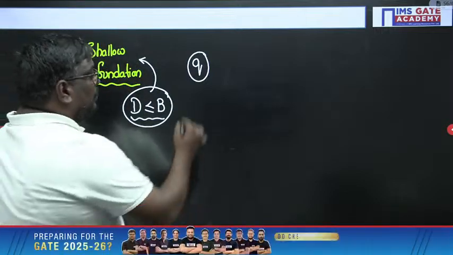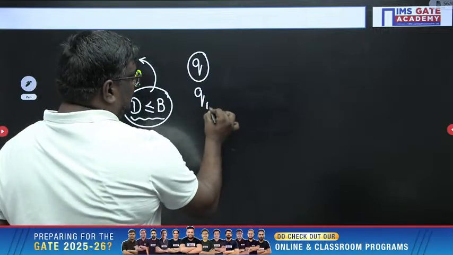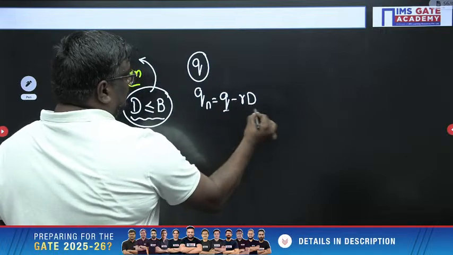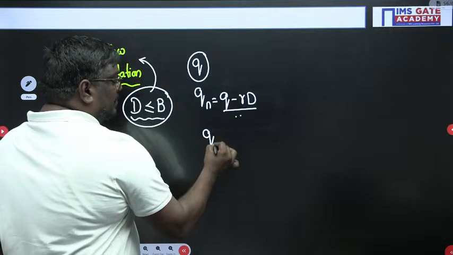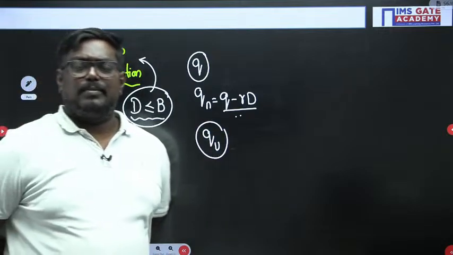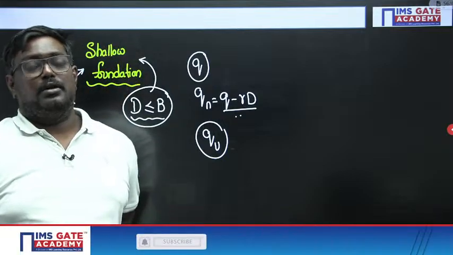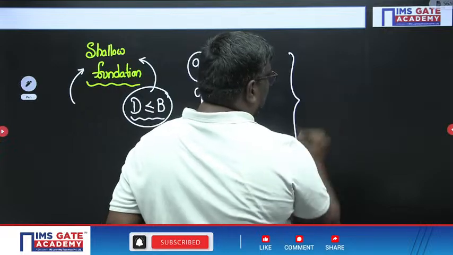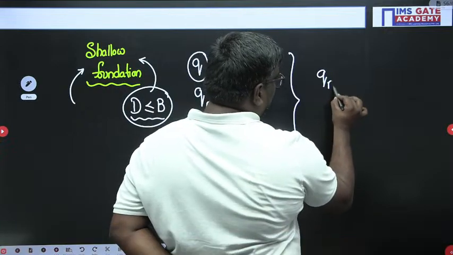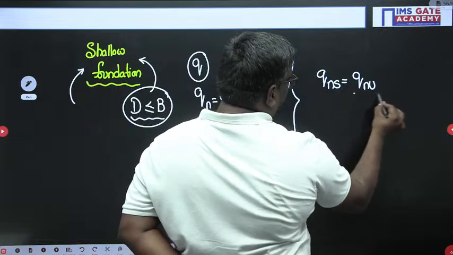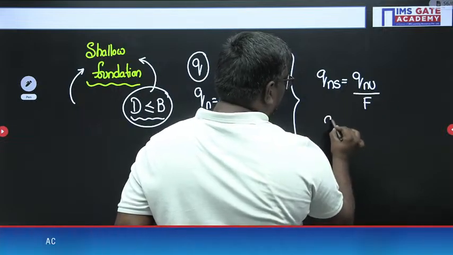Similarly, we have net pressure. Net pressure is nothing but gross pressure minus gamma D. Similarly, we have ultimate bearing capacity. What is the ultimate bearing capacity? It is the maximum pressure that can be applied without shear failure. Usually we have two terms, net safe bearing capacity, which is net ultimate bearing capacity upon factor of safety.